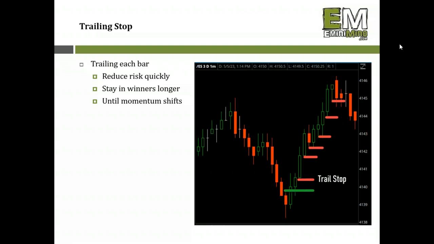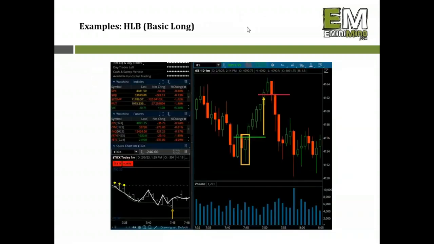So I want to run through a handful of examples as we tie the pieces together. I think we harped on enough the basics and what we're looking for, but the hammers. When a hammer occurs at a low of the day, you might say, oh, well, this is a hammer in a downtrend. Hammers are very powerful when the low of the hammer is at that point the low of the day.